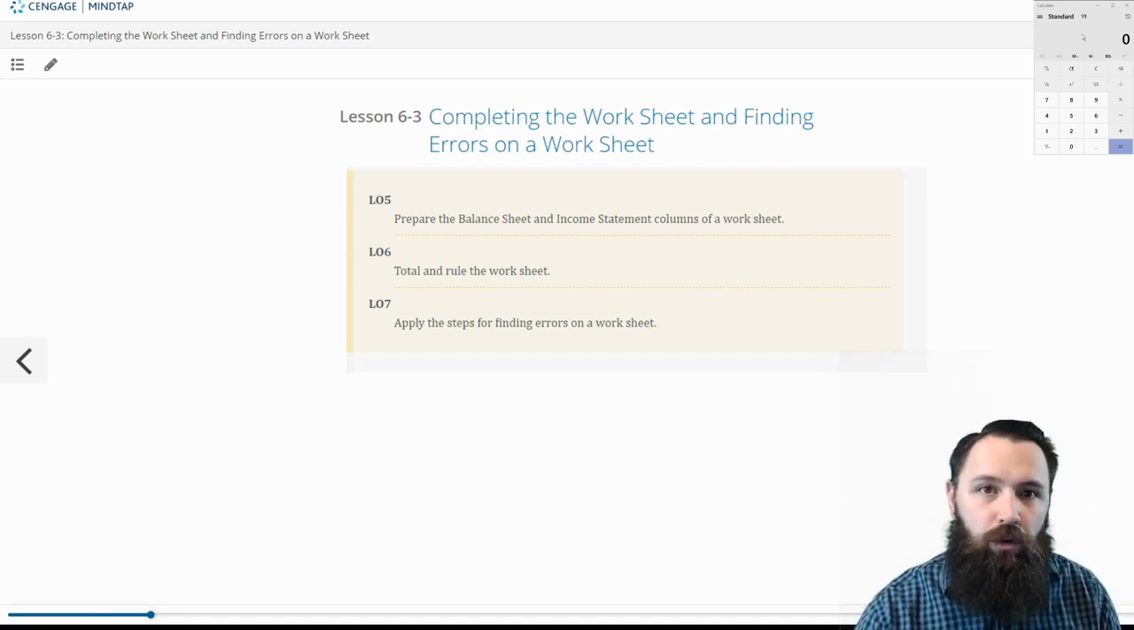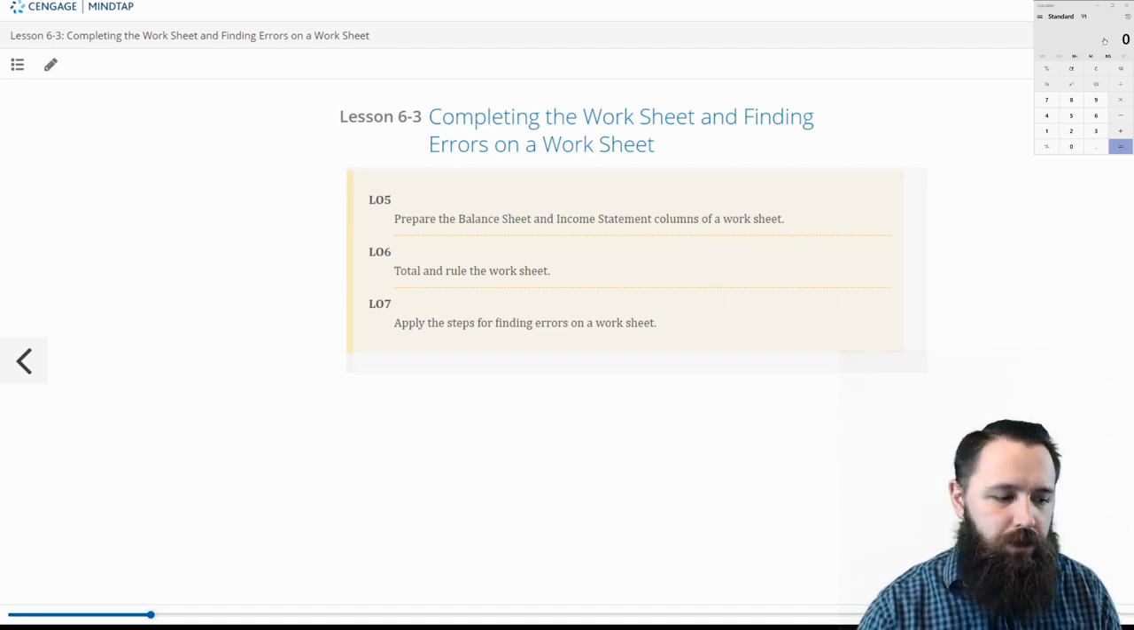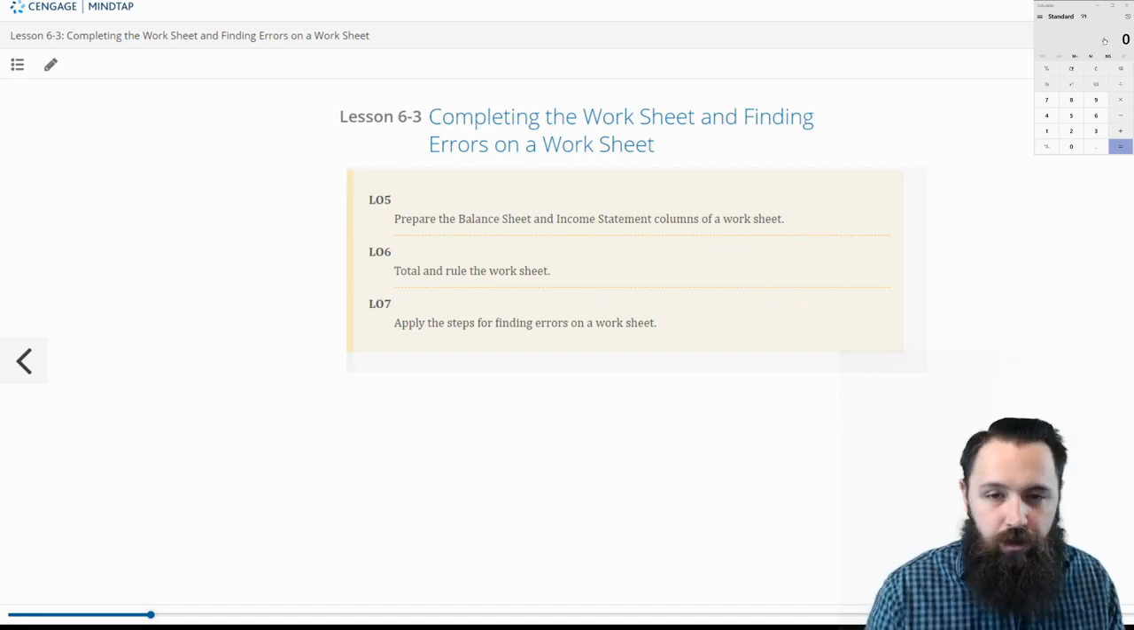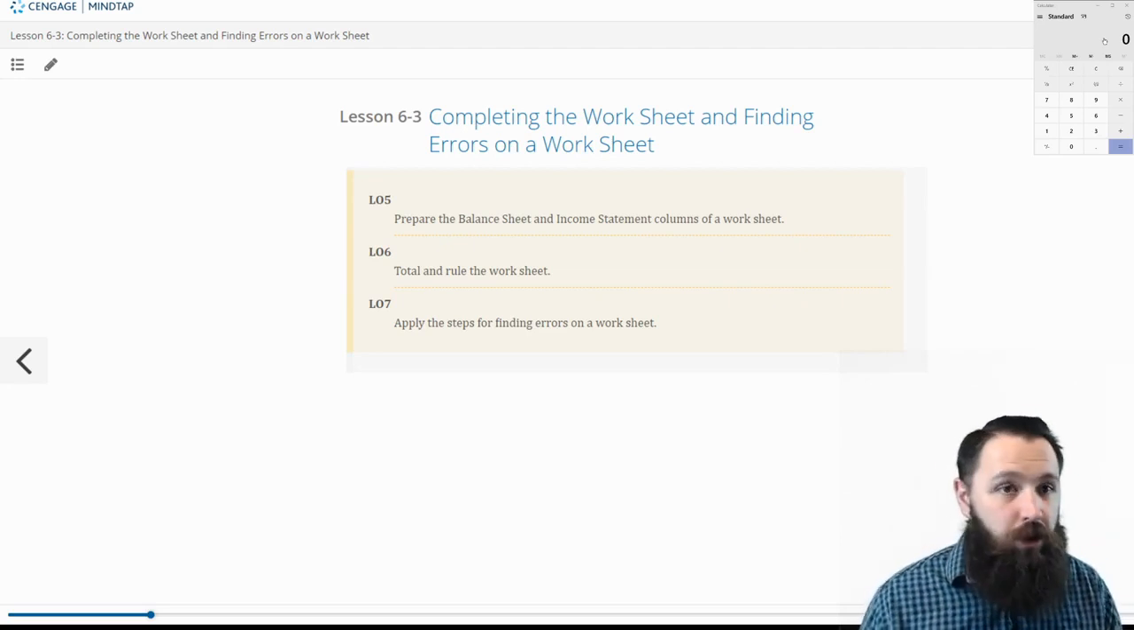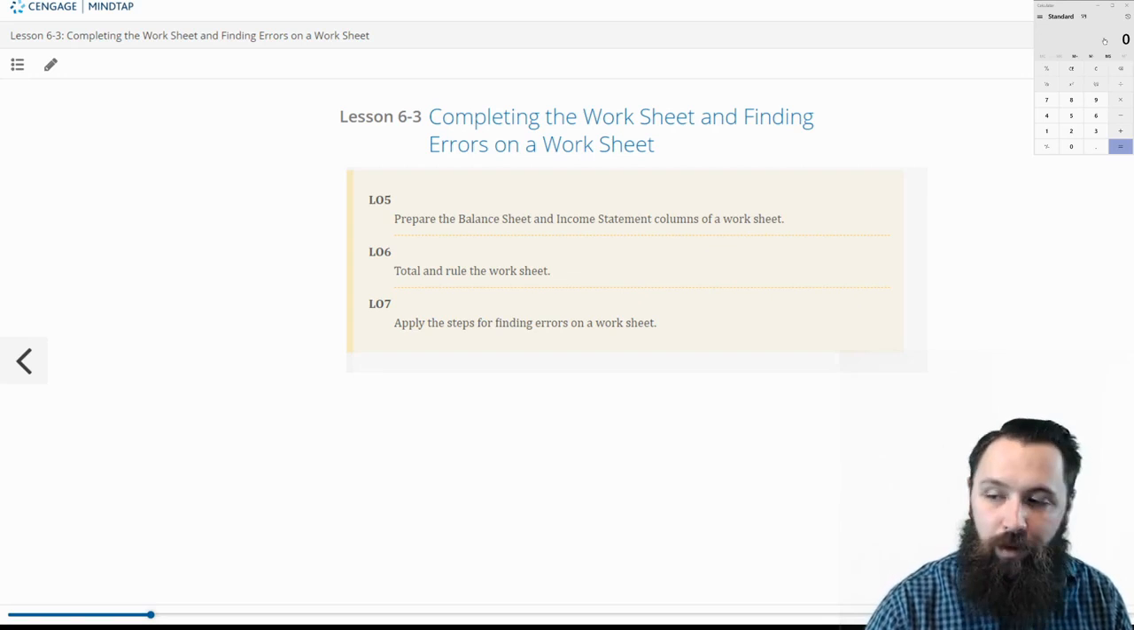We're going to look at our controls at the end of this worksheet and say, hey, do these two totals actually match each other? And if they don't, well, then we have to go back and find out where we made some errors.